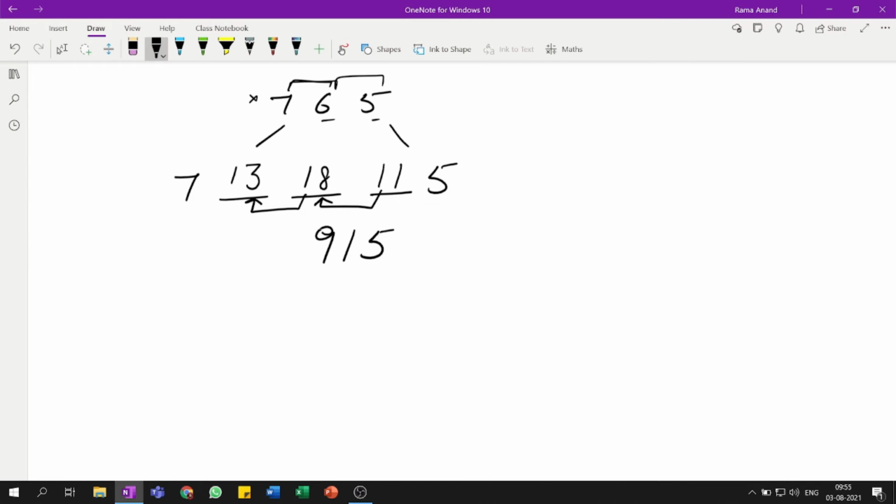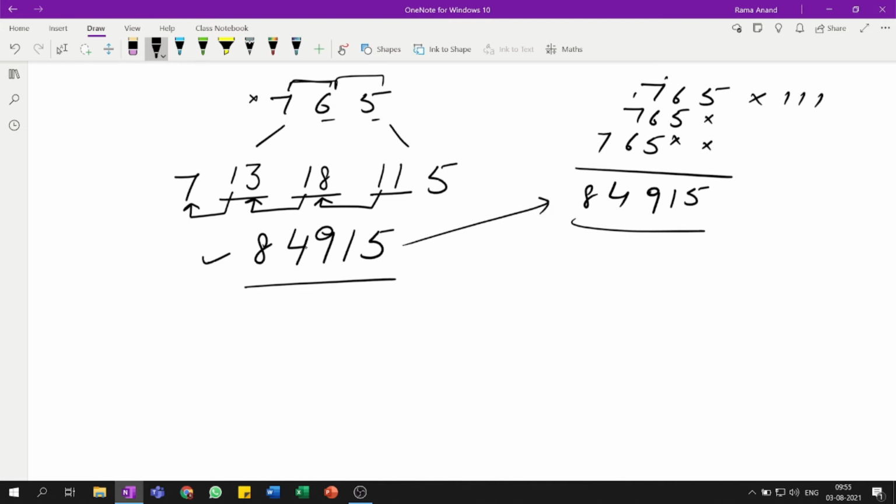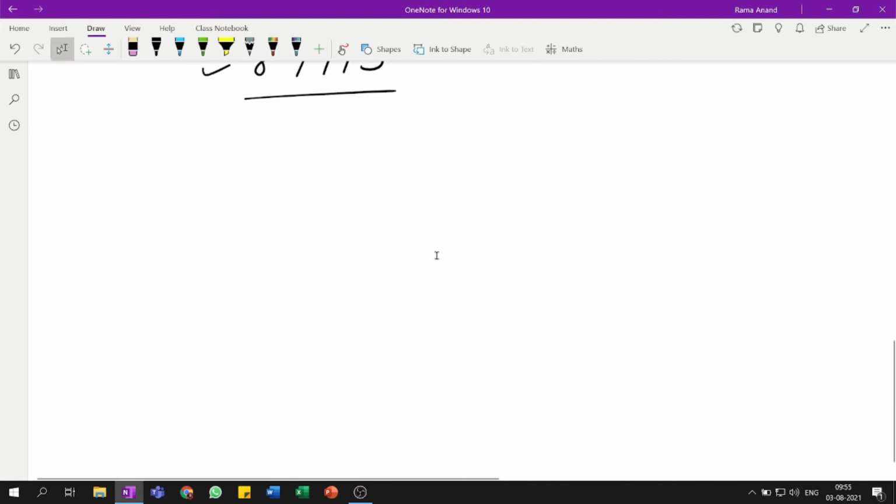13 plus 1, 14. We'll keep 4 here and move 1 forward. And 7 plus 1 is 8. So this is my answer. You can try here also. 765 into 111. So 765, 765 and 765. See, 7, 7, 14, 9, 14, and this is my answer. Same. Okay, let's try with another example.